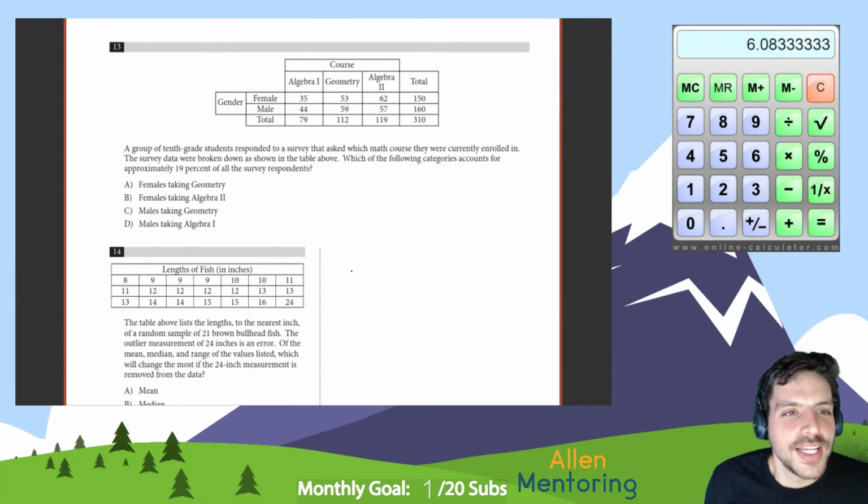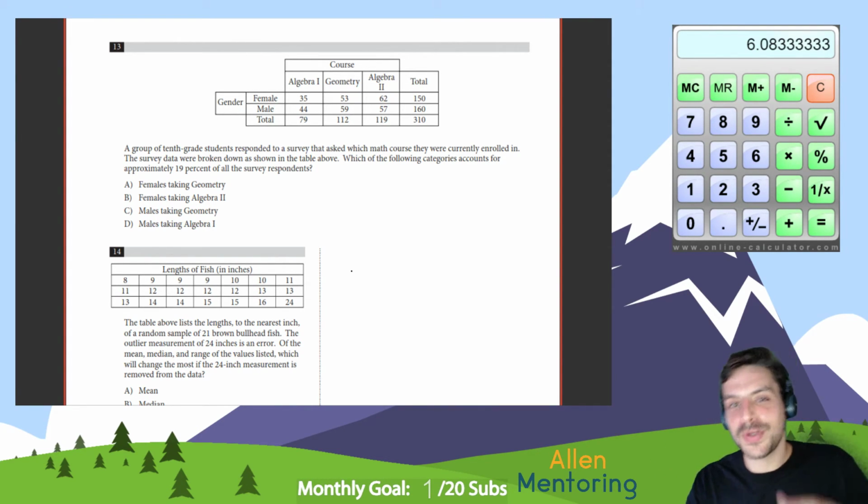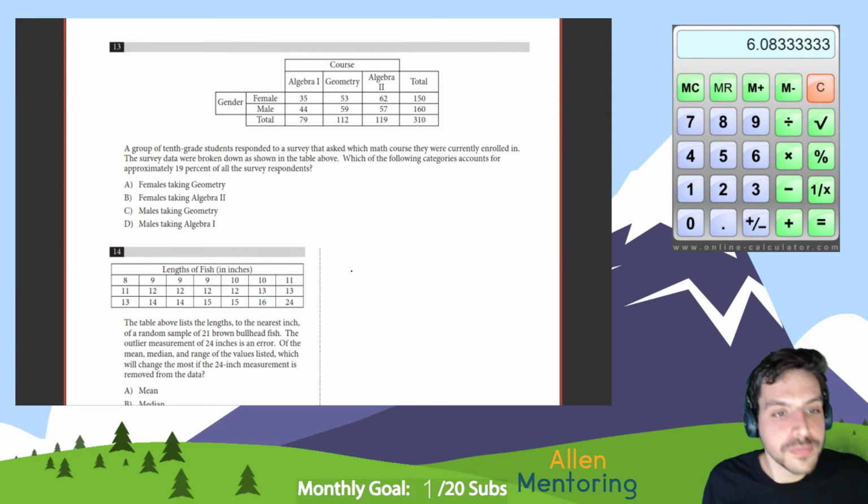Okay, number 13. This type of problem is super popular. Okay, it basically gives you a table of different students or different people either taking different classes or having some sort of number of pets, and then they ask you to kind of identify exactly what the mean is or percent they're looking for. So pay attention to these if you have a little bit of trouble.